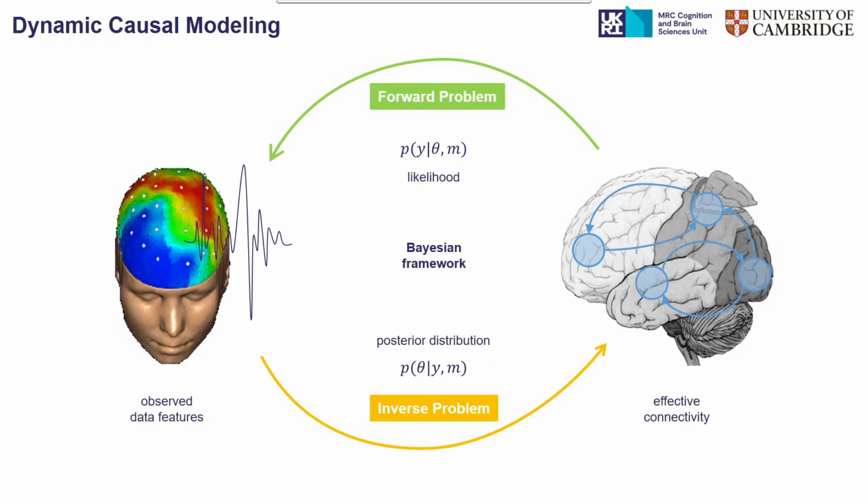It consists of a generative model of interacting neuronal populations, which are modeled as coupled dynamical systems that evolve over time. This framework allows us to carry out hypothesis testing on the connectivity as well as perform inference on the estimated parameters of the generative model.